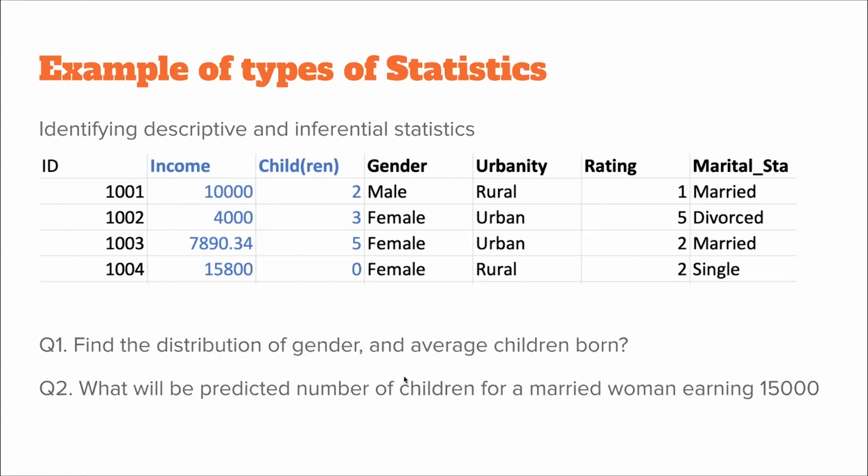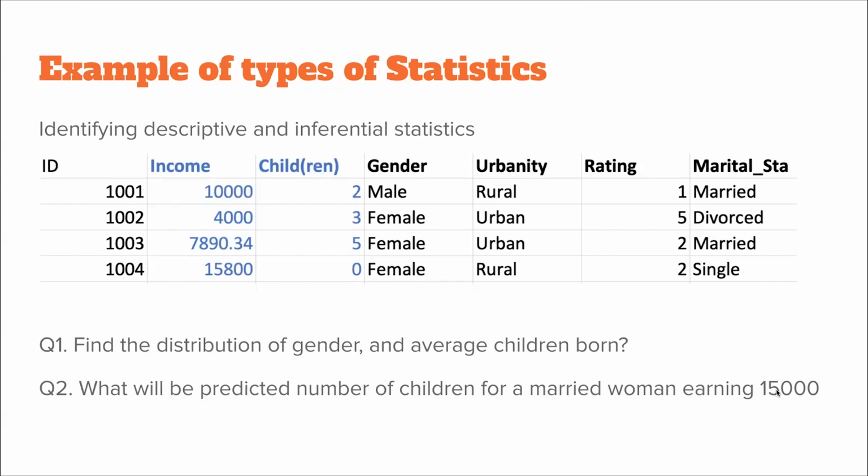It says find the distribution of gender and average children born. So this is basically finding the number of children and also the distribution of gender. Then somebody asks, what will be the predicted number of children for married women earning $15,000? Right now, we do not have an income of $15,000. We do not have someone who is married, earning $15,000, and female. But with this data, we can do some analysis that would predict almost accurately what would be the number of children for a woman earning $15,000.